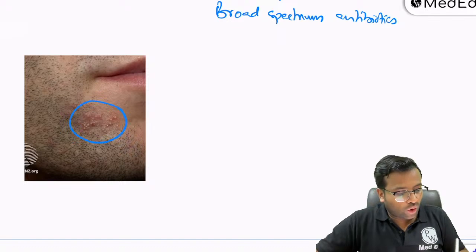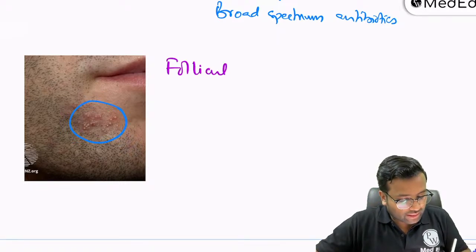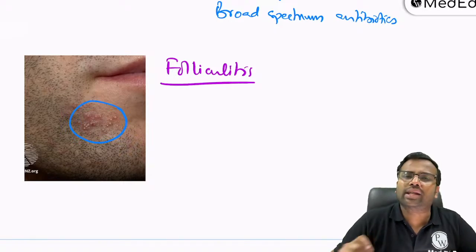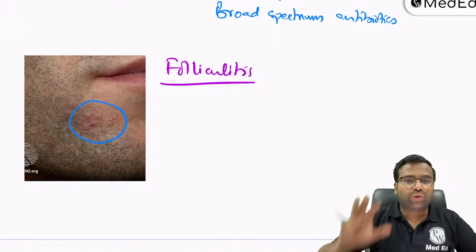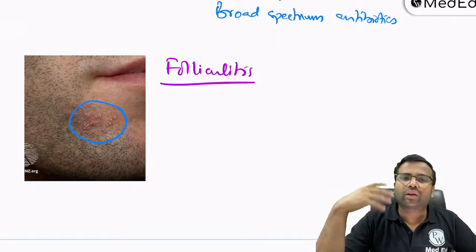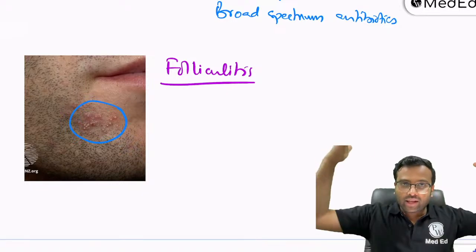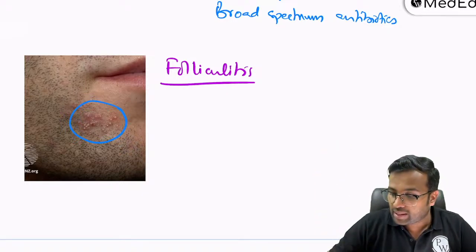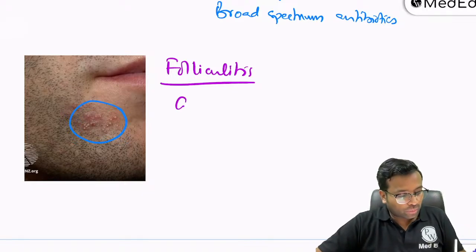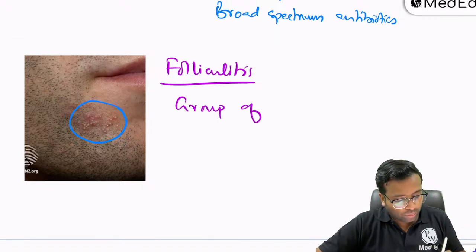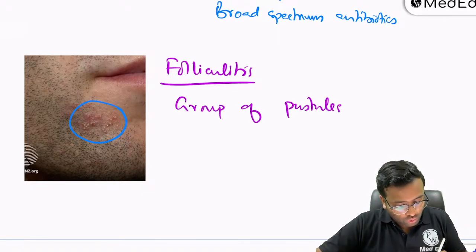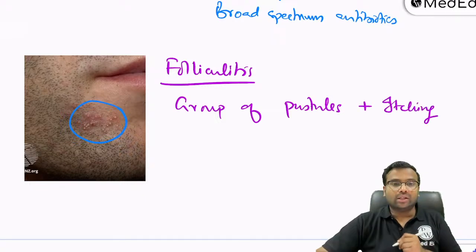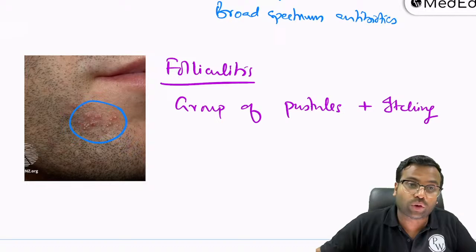So this is folliculitis. How does the patient present with folliculitis anywhere in the body? Folliculitis can be seen wherever you have a hair follicle. In the entire body, if you have a hair follicle, folliculitis can be seen anywhere. But this one is going to present with a group of pustules which is associated with some itching as well. So that is how a patient can present with folliculitis.